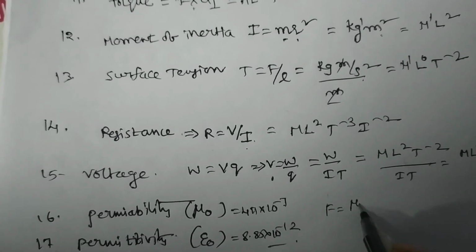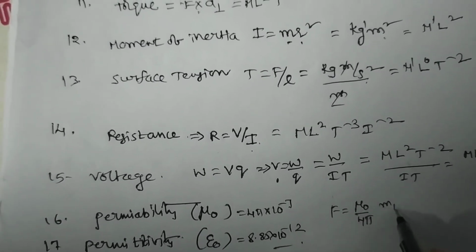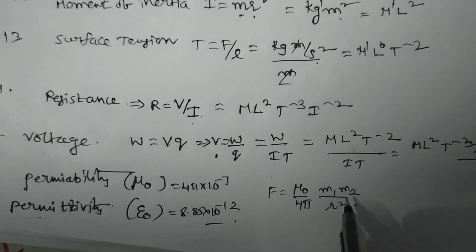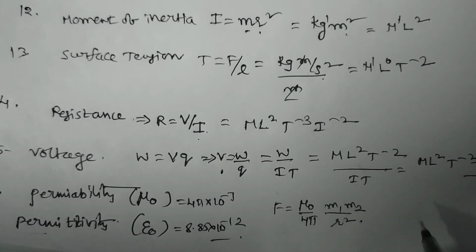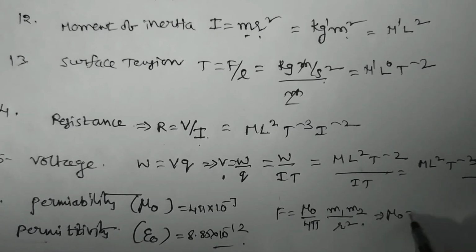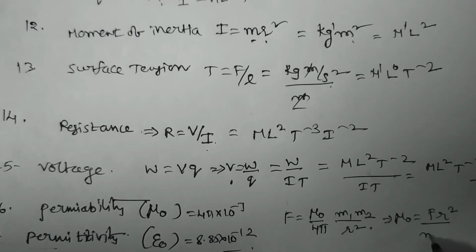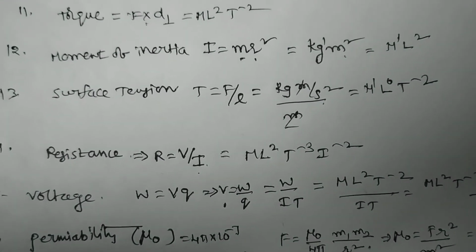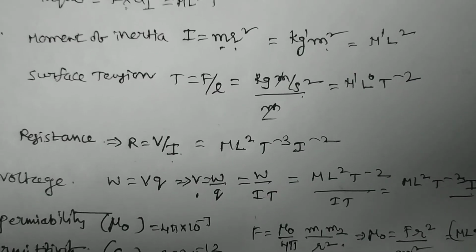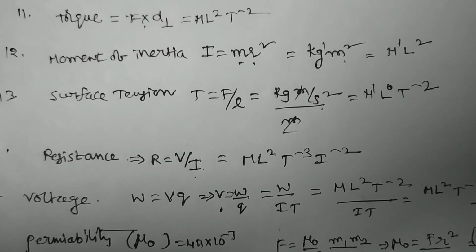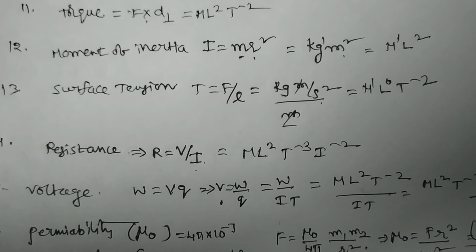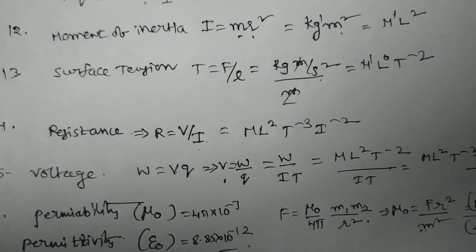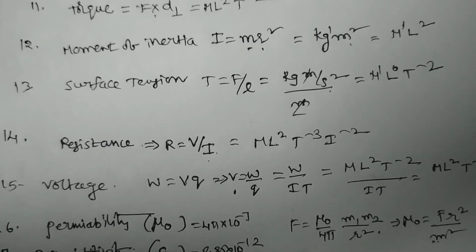F equal to mu naught by 4 pi, m1 m2 by r square. Here m is called the pole strength, and the unit is ampere meter. So mu naught is nothing but F r square by m square. If m1 and m2 are the same, F is nothing but M L T minus 2, r is distance, and m is pole strength, unit ampere meter. Ampere is current I, meter is L, whole square. That is mu naught.